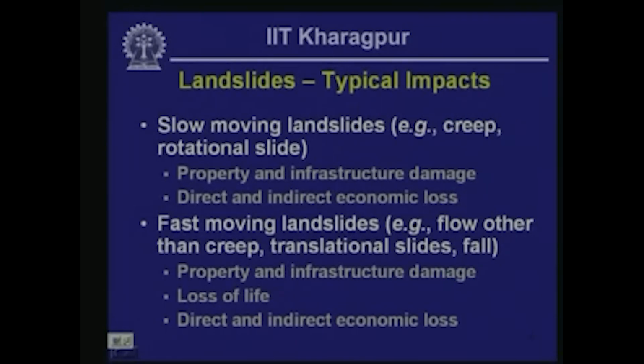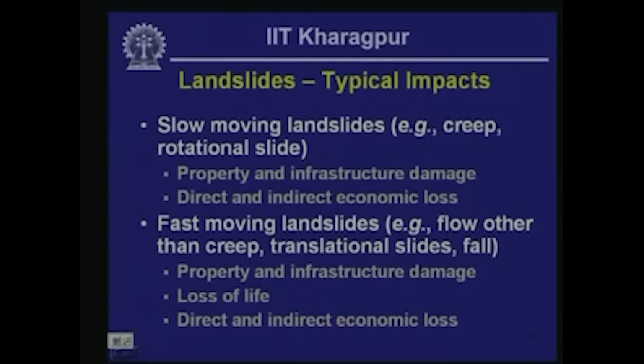Now, you could imagine very easily that if the landslide is relatively slow moving, then the impact of the landslide is going to be only on the property within the vicinity of the area affected by landslide. So, that could damage houses or other structures constructed within the potentially unstable mass, or a highway for that matter constructed across the mass through which the landslide is moving.